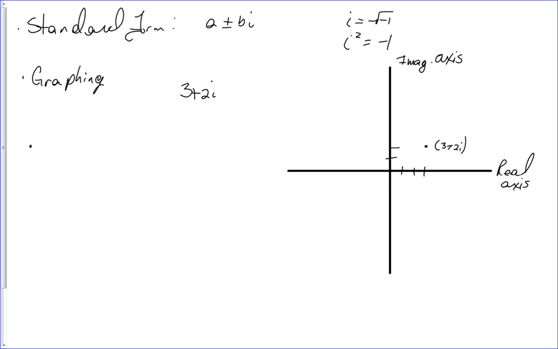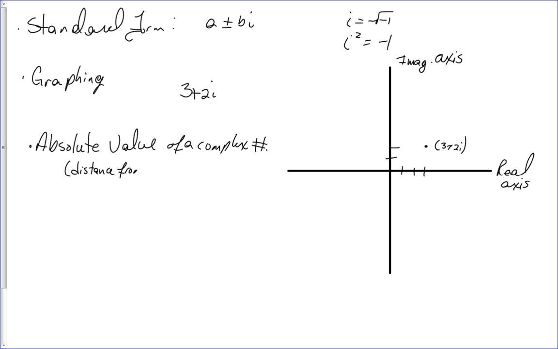But let's also talk about how to find the absolute value of a complex number. Now, the absolute value of a complex number is simply the distance from 0. All right, so it's simply this distance right here, okay, from the origin to your point, okay?